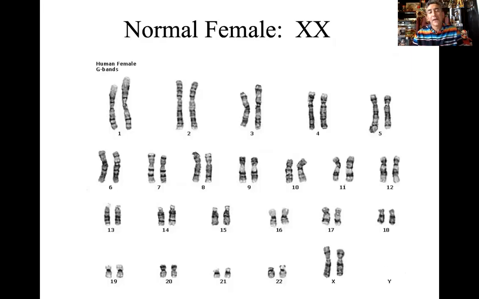All right, so not as colorful, but here we have a normal female karyotype. How do we know it's a normal female? We have an X and an X and no Y. So DAX1, DAX1, anti-testes, no Y chromosome. And everything looks good, everything looks healthy.